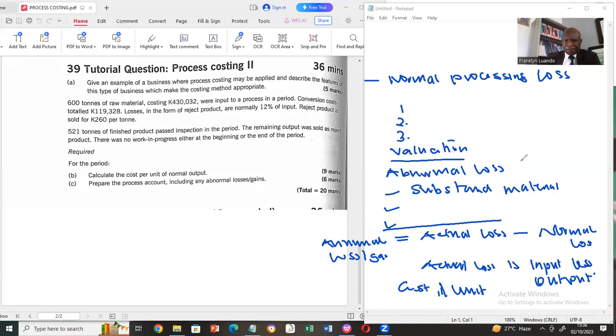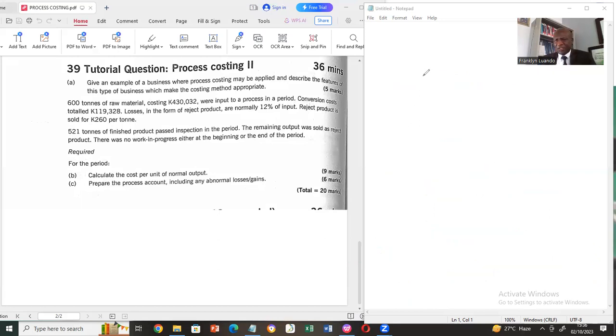So now we can move to another aspect. The aspect here is now answering the questions. So we have 600 tons of raw materials costing 430,032 were input to a process in a period. Conversion cost totaled 119,328. Now conversion cost, it's a makeup of the labor cost and the overheads. The total will give you the conversion cost. In the form of rejected product, and normally 12% of input. So 12% of input, that is normal loss.